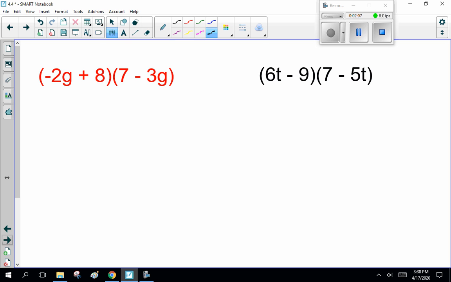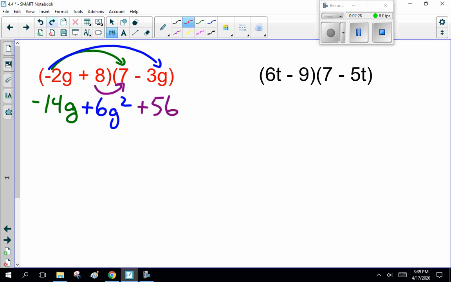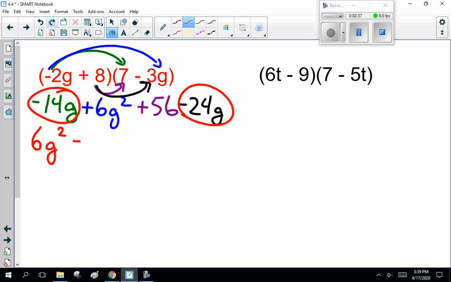Now, I want you to pause the recording and multiply these out. We'll come back and compare answers, okay? Okay. This one is icky, but 2g minus, minus 2g times 7 is minus 14g. Minus 2g times minus 3g should be plus 6g. 8 times 7 is 56, and 8 times minus 3g is minus 24g. Now, so far so good. Traditionally, we put the biggest term in front, 6g squared. And notice we've got minus 14g and minus 24g, which I think is minus 38g. And we've got a 56 at the end.